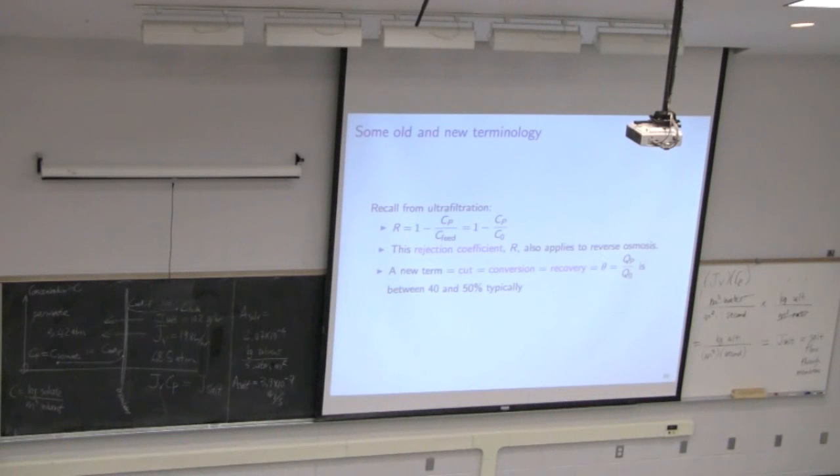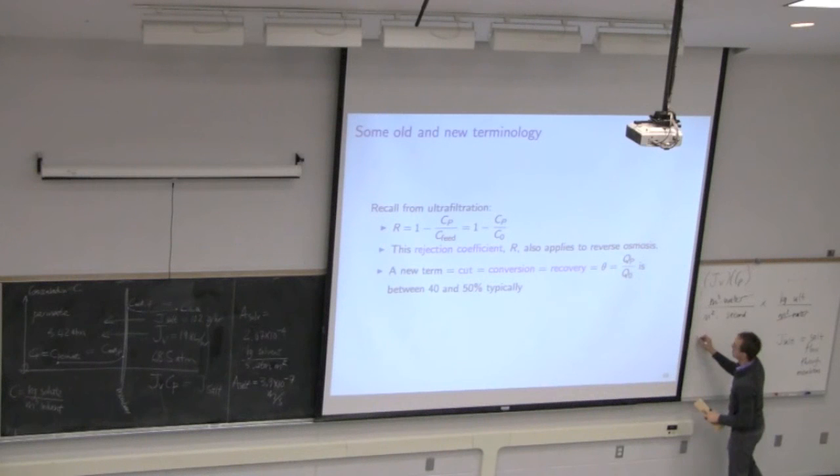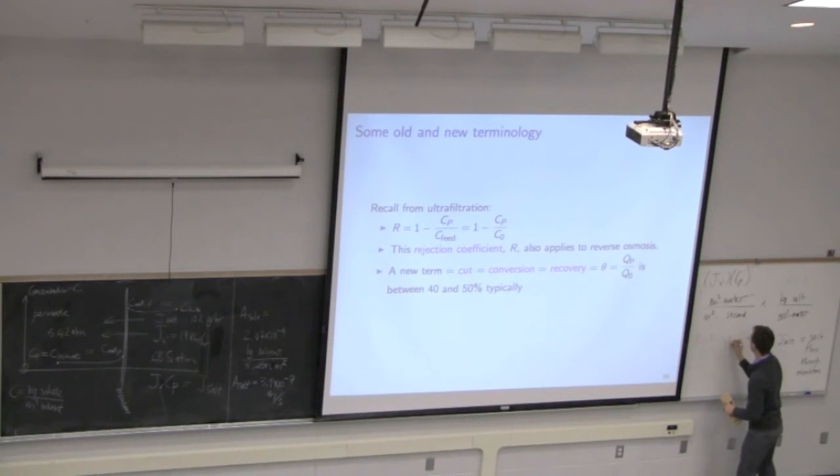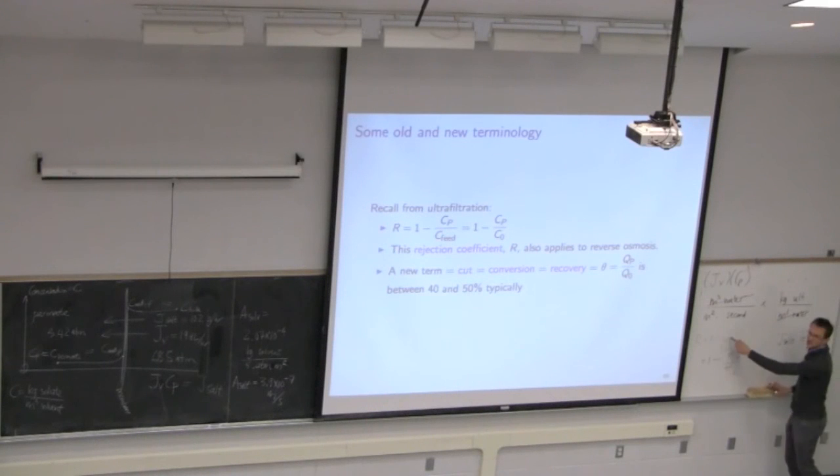One final thing to note about the rejection coefficient is that we can express it in a slightly different way. Notice here we can say R is 1 minus C_P over C naught. We can also write that as 1 minus pi_P over pi naught, if you've calculated pi using C times R times T, because the RT will cancel out. So very often you can do a quick shortcut of the rejection coefficient.